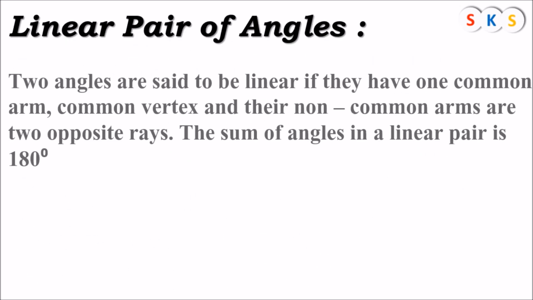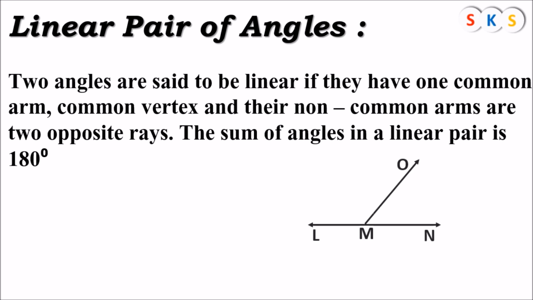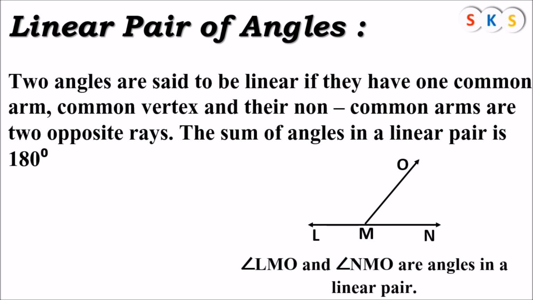What is a linear pair of angles? Two angles are said to form a linear pair if they have one common arm, a common vertex, and their non-common arms are two opposite rays, and the sum of angles in a linear pair is 180 degrees. Now we will try to understand linear pair of angles with the help of a figure. Right, you can see that in this figure we have two angles, angle LMO and angle NMO, and they are angles in a linear pair.